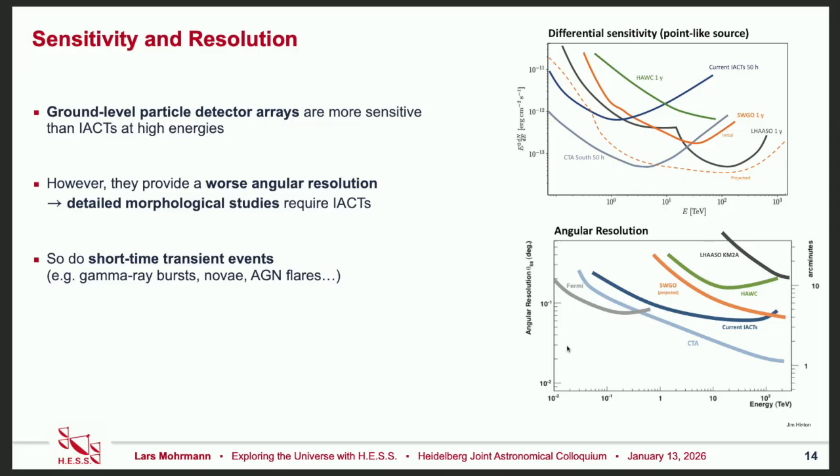However, if you look at the angular resolution, which is shown here, again, as a function of energy, you can see that these ground level particle detector arrays achieve a worse angular resolution. So if you want to do some detailed morphological studies, resolve the sources spatially, then that's where you will need IACTs. And the same is mostly true for short time transient events like gamma ray bursts, novae, AGN flares, where it also helps to have the IACTs.